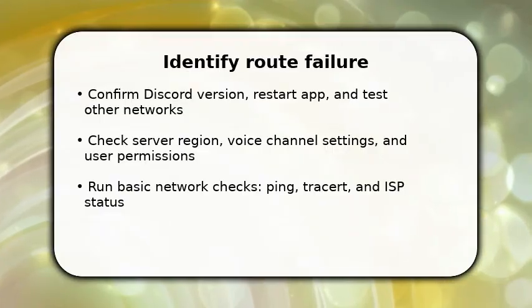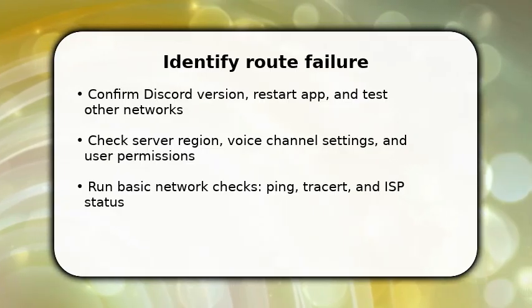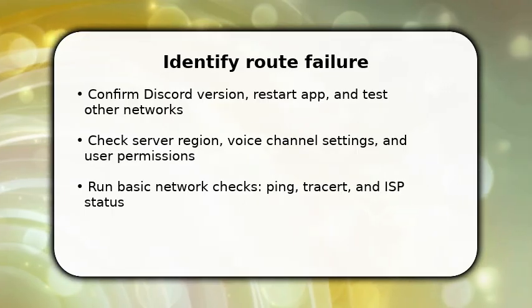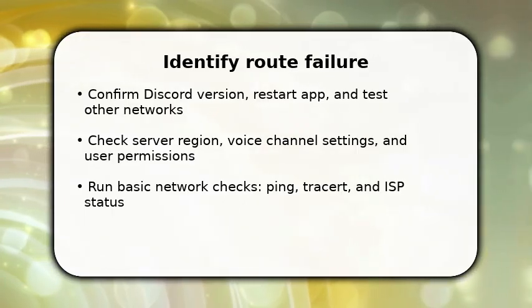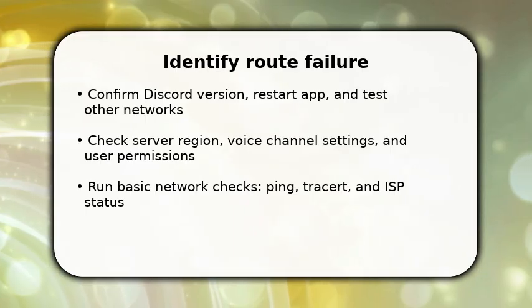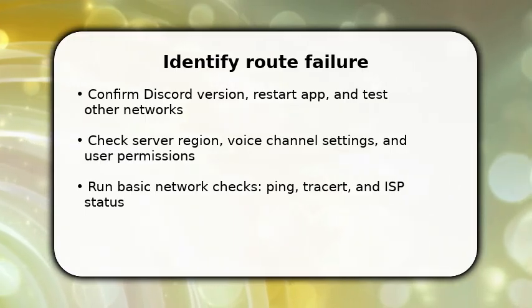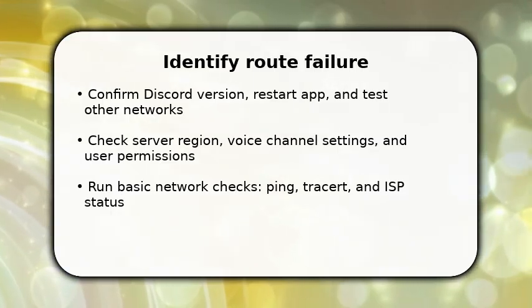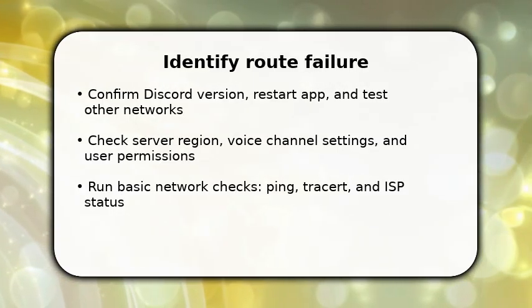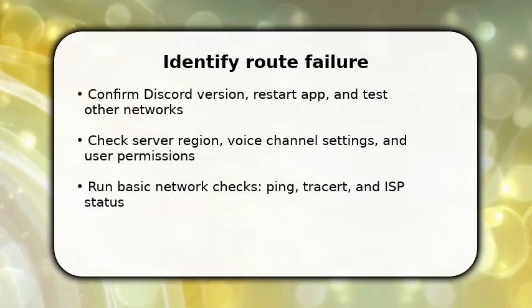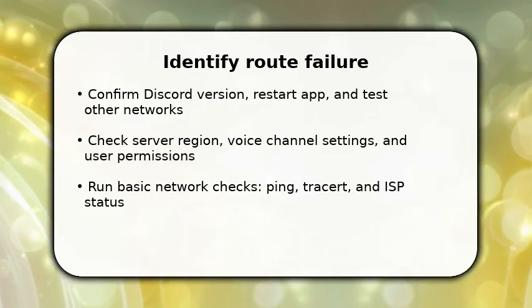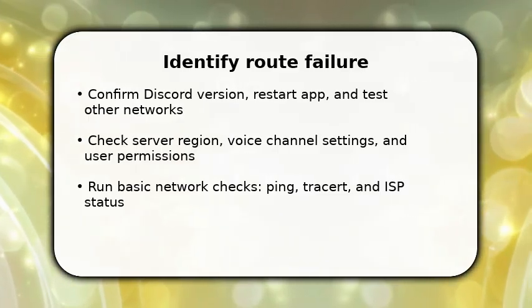You start by isolating the failure. Reproduce the issue while you run quick checks. Open Discord and force a restart, then try another device or mobile hotspot to separate app problems from network issues. Once done, verify the voice channel region and permissions so the platform isn't blocking connections. Next, run ping and tracert to Discord IPs and note latency or packet loss, because those numbers tell you whether the path or Discord is at fault.